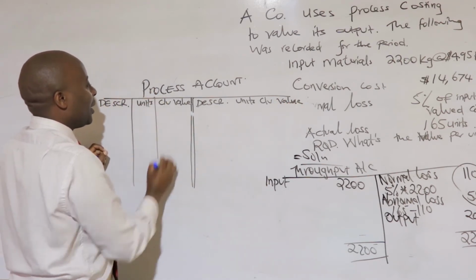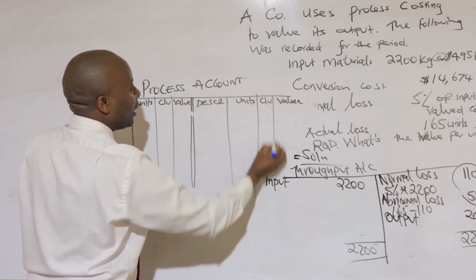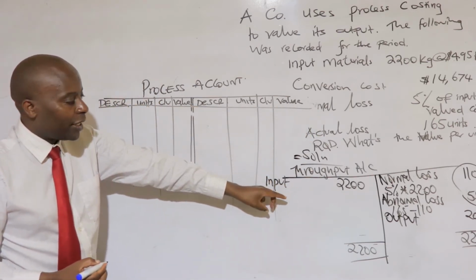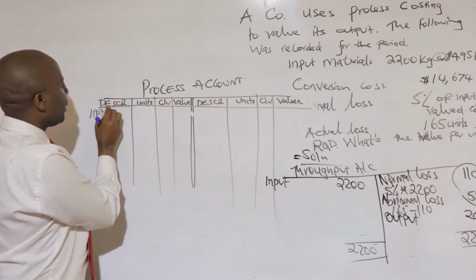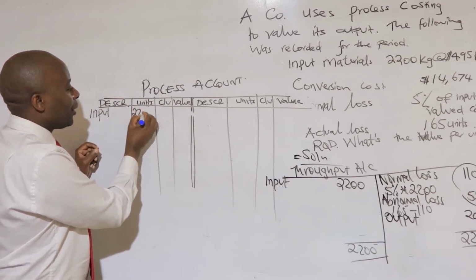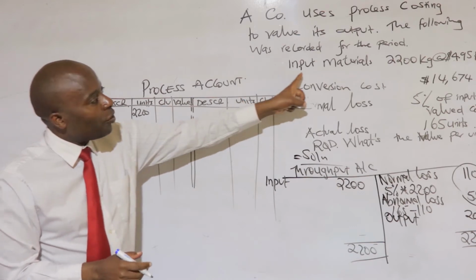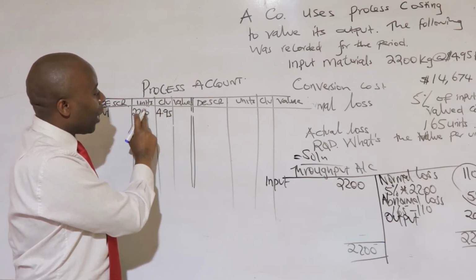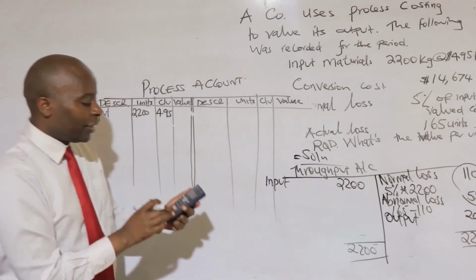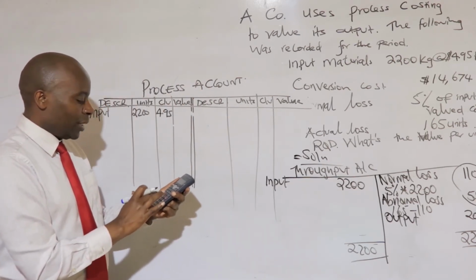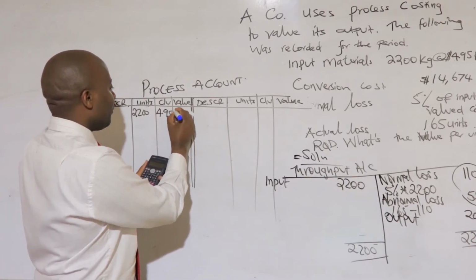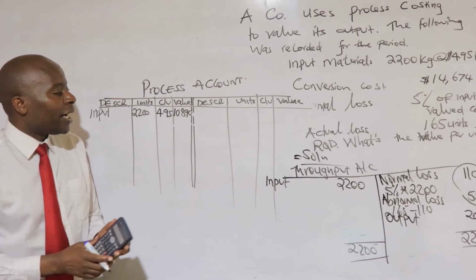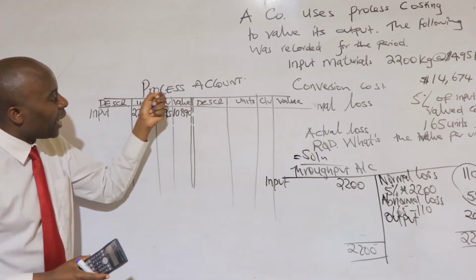So here we are, my great friends. Remember, as I am doing this particular account, I have to follow the throughput account that we have there. So we have the input here. The input units are 2,200, of which each one of them came at 4.95. So 2,200 times the cost per unit of 4.95 gives us a total cost of 10,890.